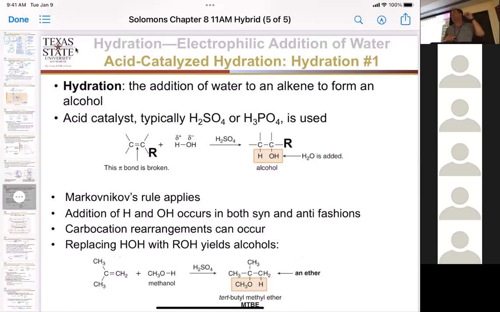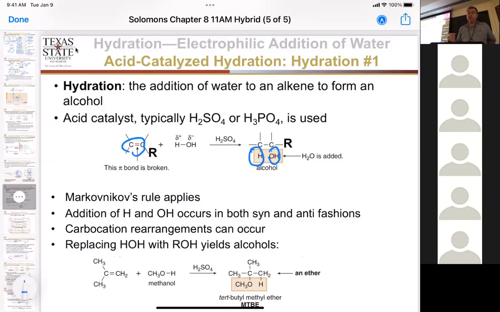Remember, we needed acid to get us to the alkene too. So what we're going to do is take our double bond here and add H to one side and O to the other side. Okay. So what does that mean? Number one, Markovnikov's rule applies. We're going to put the hydrogen on the side with more hydrogens. We're going to put the oxygen on the side with more carbons. Okay. We can have rearrangement because it goes through the same mechanism of a carbocation.